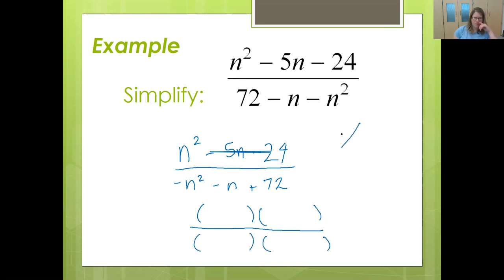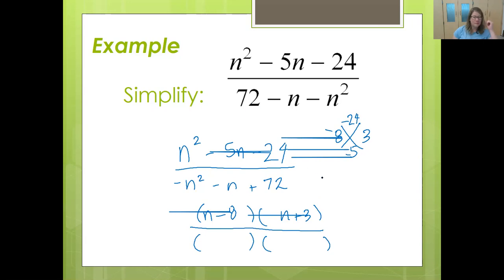So on the top, we have 1 times negative 24. That's the number we need to multiply to. And negative 5 is the number we need to add to. So let's see, I'm thinking 8 and 3. So 8 and 3 with the 8 negative. So n minus 8 and n plus 3.